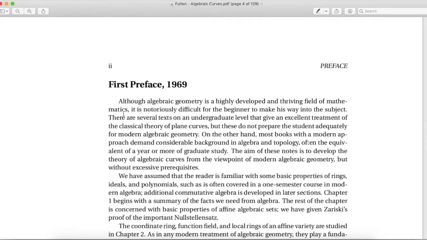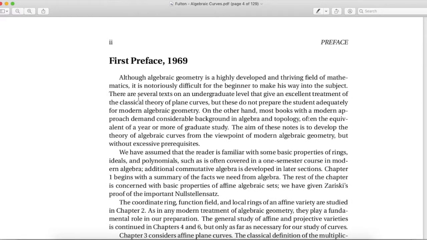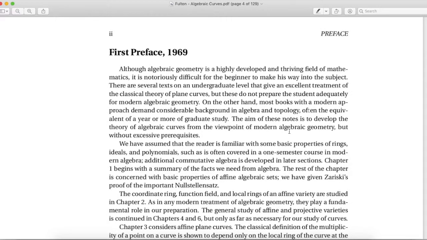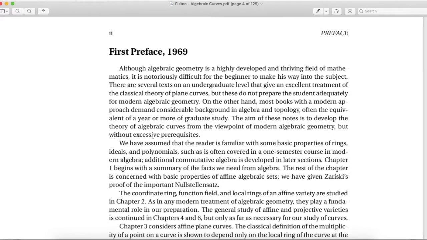That's interesting. There are several texts on an undergraduate level that give an excellent treatment of the classical theory of plane curves, but these do not prepare the student adequately for modern algebraic geometry. On the other hand, most books with a modern approach demand considerable background in algebra and topology, often the equivalent of a year or more of graduate study. The aim of these notes is to develop the theory of algebraic curves from the viewpoint of modern algebraic geometry, but without excessive prerequisites. That sounds like exactly what we want.